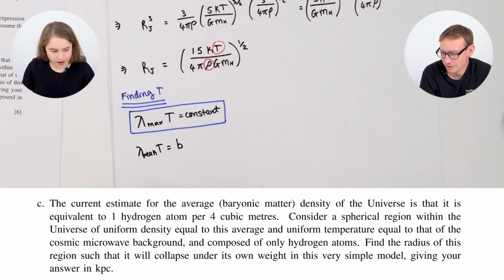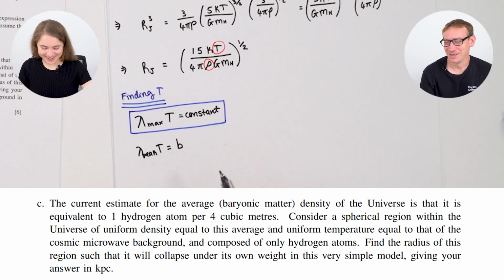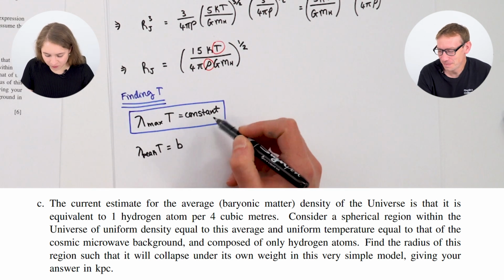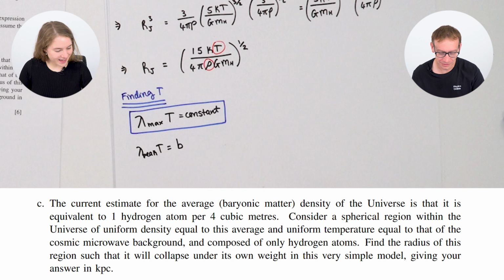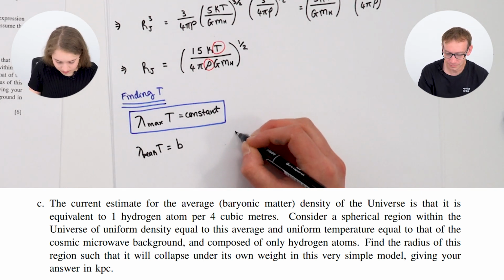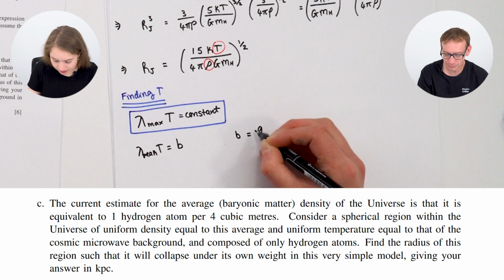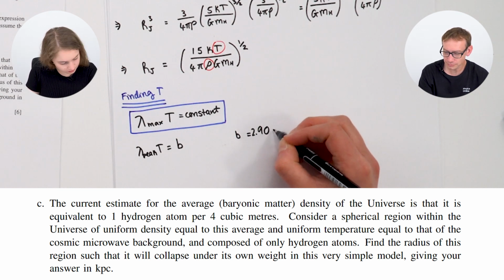And you may think, oh, they haven't told us what that constant is. But they have, it's in the constants page. So from the constants sheet, we have that b equals, again, I just use the letter b to denote it, but it's fine if you don't do that.